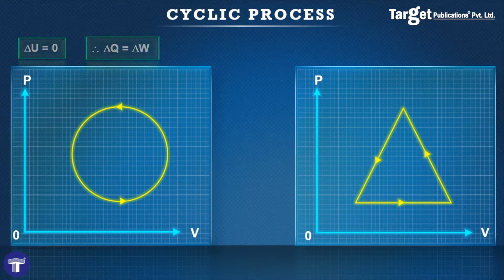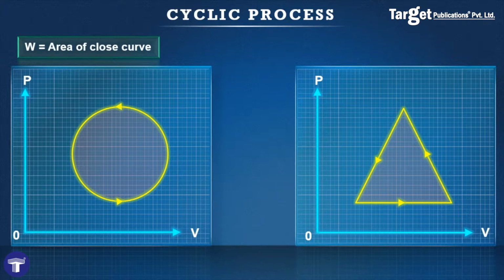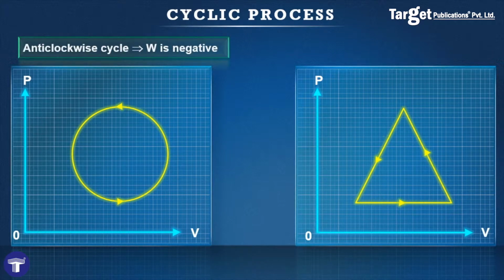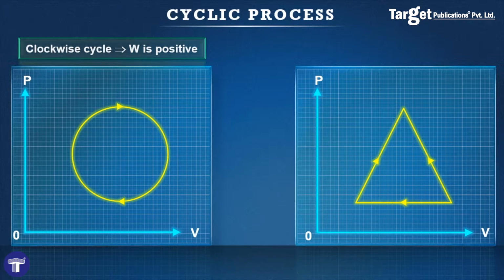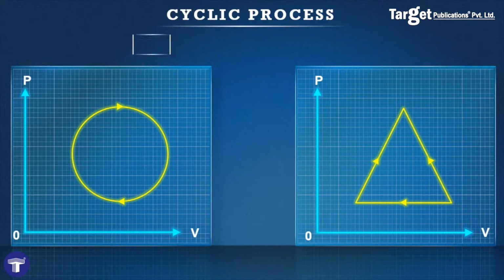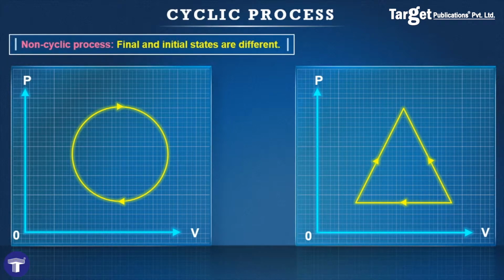We must also remember that the work done in any process is given by the area under the curve, but because these are closed curves, the work done will be nothing but the area enclosed by these curves. It is also important to note that if the cycle is anti-clockwise, then the work done comes out to be negative, whereas if the cycle is clockwise, then the work done comes out to be positive. Finally, non-cyclic processes are those in which the final and initial states of the system are different. These are the types of processes that we are studying in this chapter.